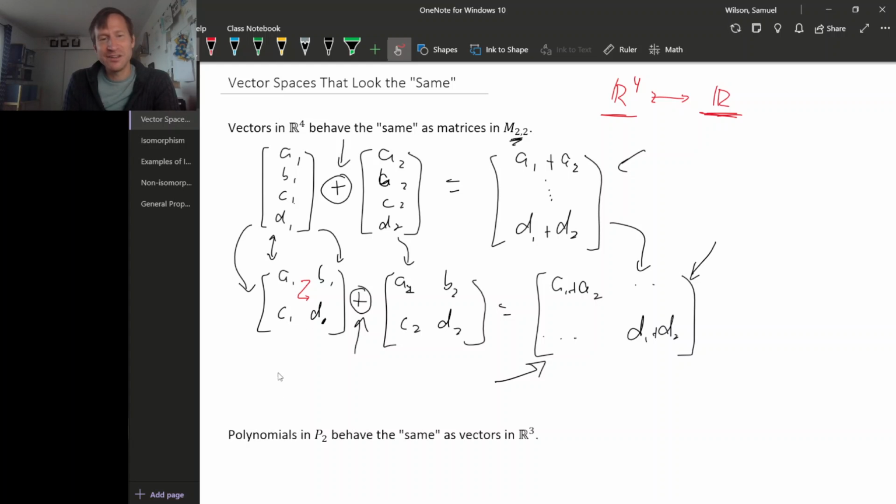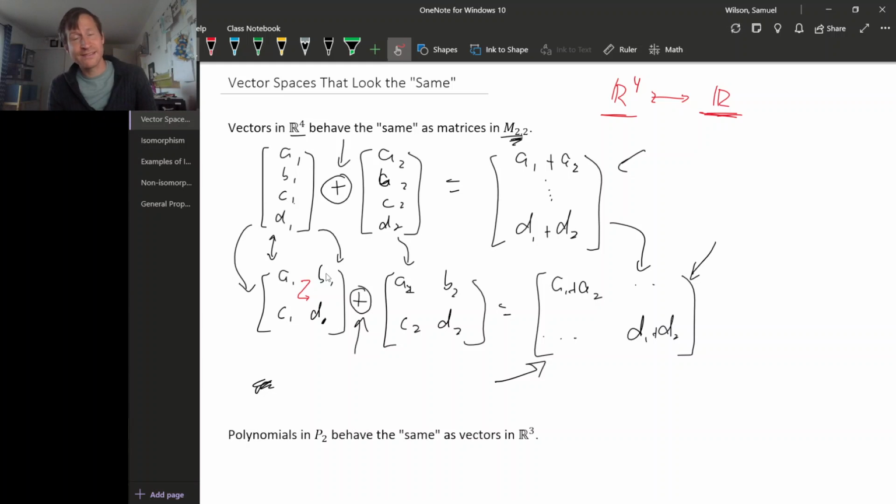The corresponding thing for scalar multiplication is also true. I won't write it down. So that really captures the sense in which these are the same: there's a one-to-one correspondence that makes these vector operations compatible.